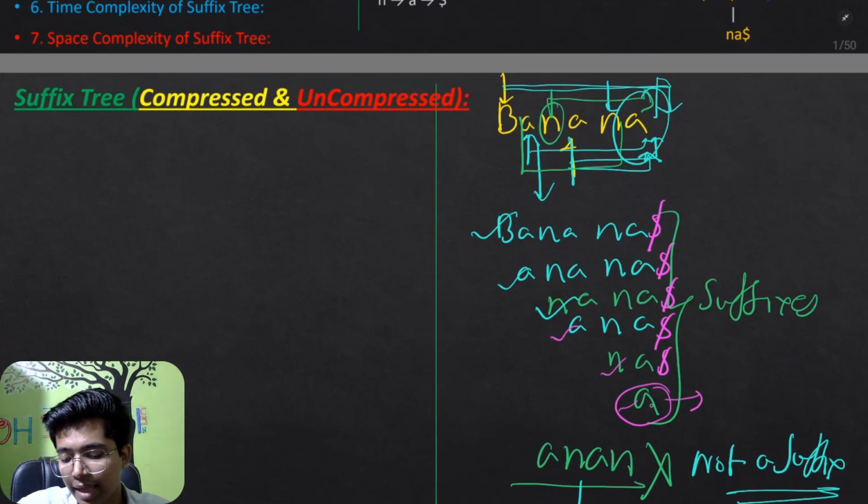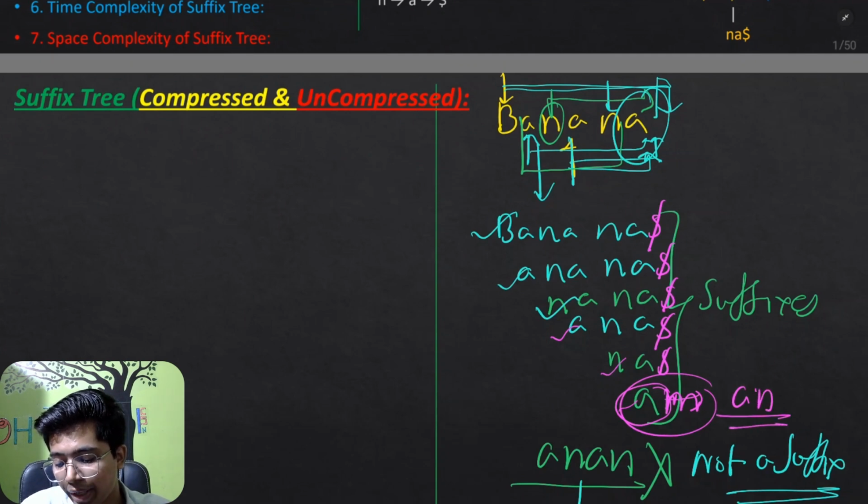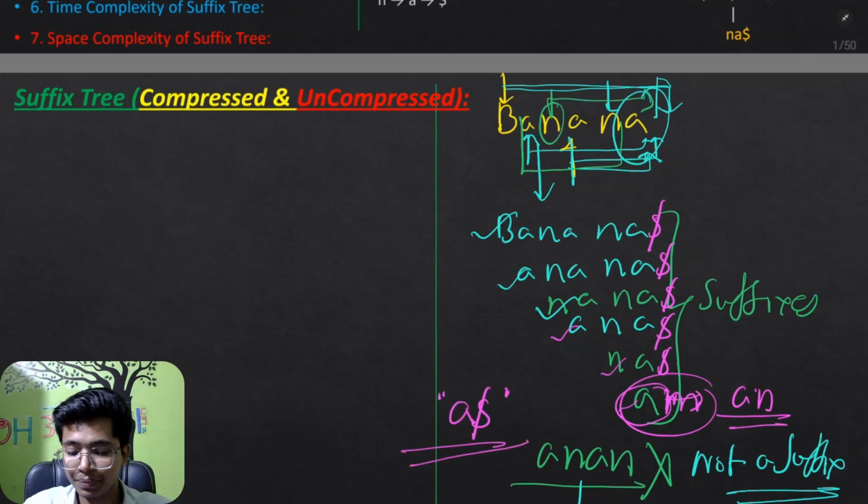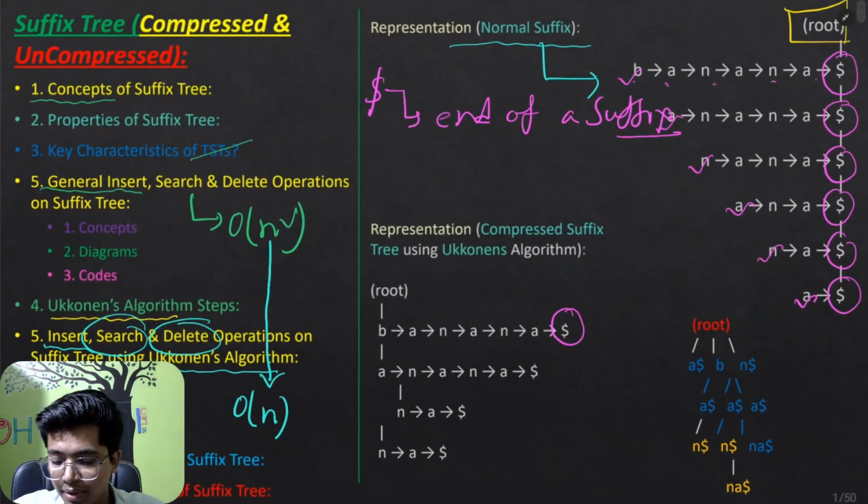That means that this can be a part of another word, like am, or whatever. So that is not an. To mark it as an, we have to make it a-n and the dollar sign. This is very important in suffix algorithms, the dollar sign. So that is the suffix, and that was the general suffix tree.